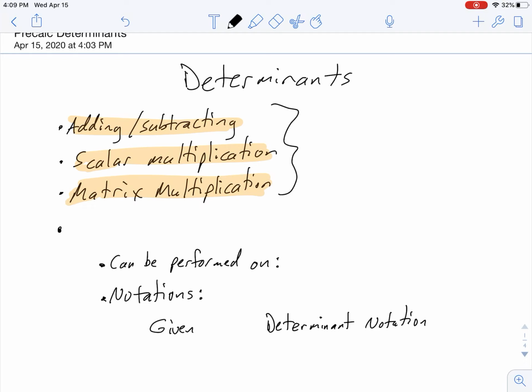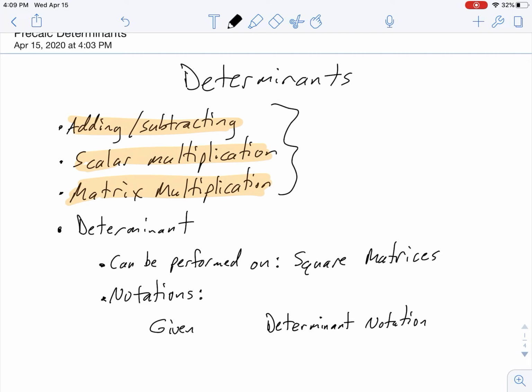So now we're going to learn a new operation that's sort of unique to just matrices. It's not a math operation that gets used anywhere else except for matrices. The name is determinant, or you say find the determinant of a matrix. So determinant. Okay, determinants can be performed on, as I said, only matrices, but specifically only square matrices.